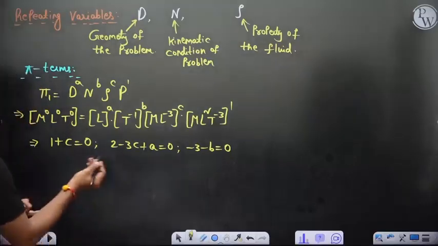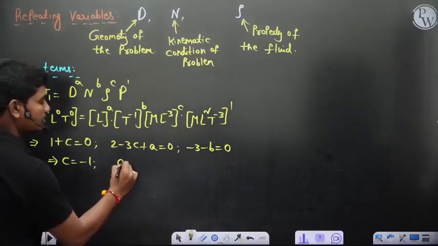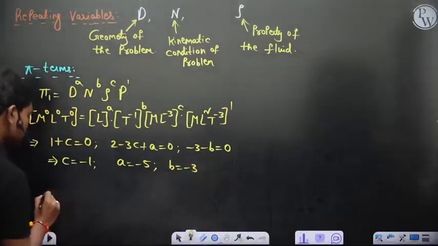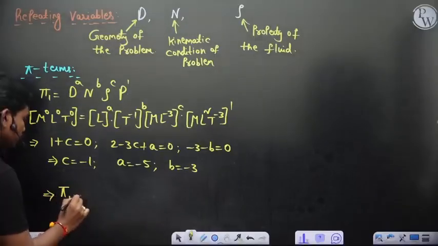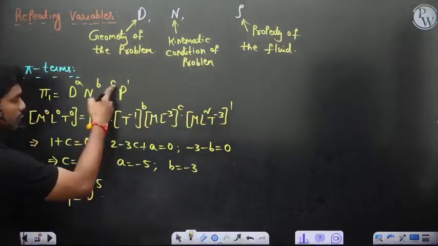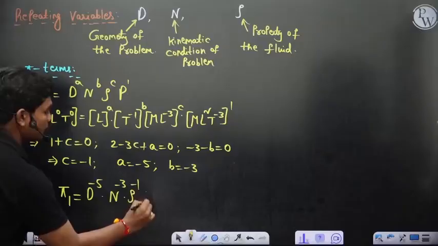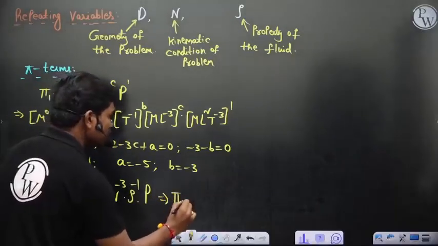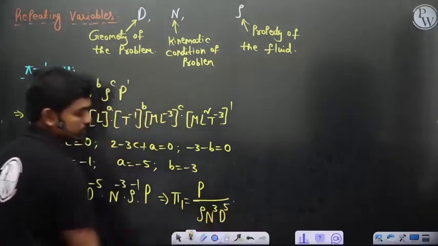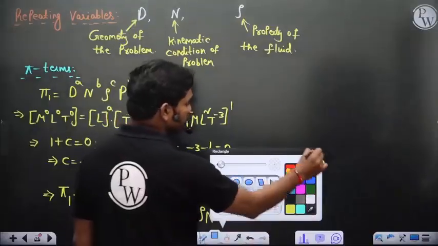Okay. So we have the equations with the unknowns. You can calculate c equal to minus 1. If you put c equal to minus 1 here, a equal to minus 5, then b equal to minus 3. That's it. Okay. So this implies the first pi term is going to be d power a, a value minus 5, n power b, b value minus 3, rho power c into P. So this implies the first pi term is going to be P by rho n cube d power 5 actually here. Okay. So that's the first dimensionless term that you got, P by rho n cube d power 5.